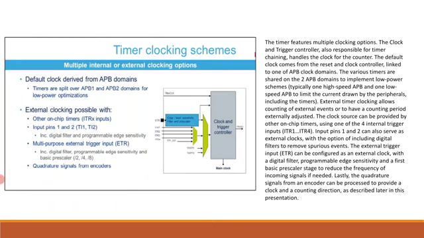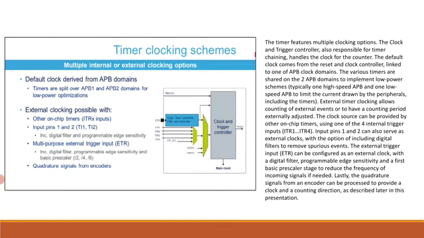External timer clocking allows counting of external events or to have a counting period externally adjusted. The clock source can be provided by other on-chip timers using one of the four internal trigger inputs, ITR1 through ITR4.